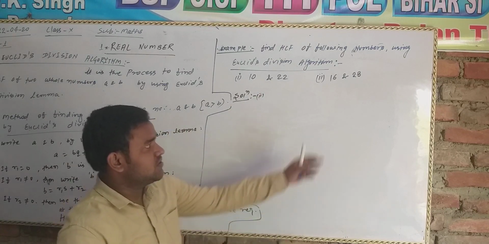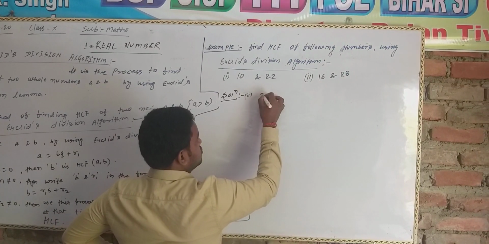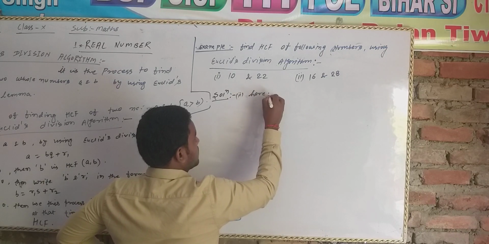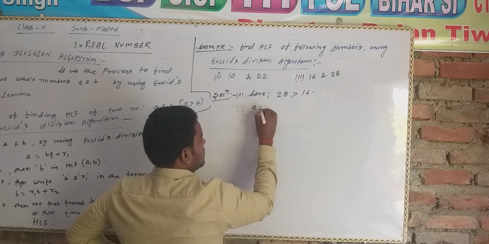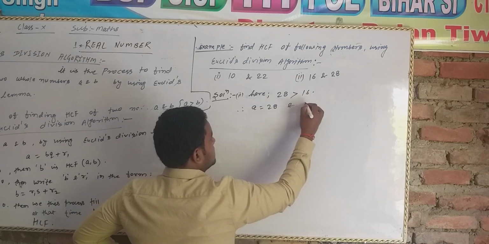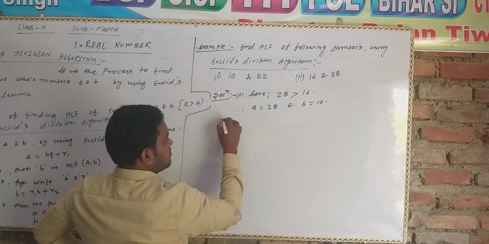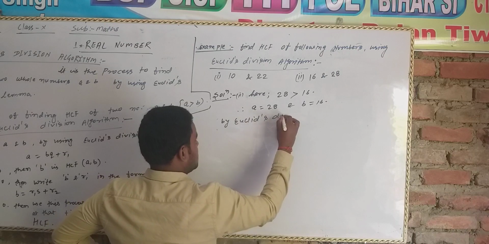Firstly we have to check which number is greater. Clearly 28 is greater than 16, therefore A is equal to 28 and B is equal to 16, and write in the form of Euclid's division lemma.